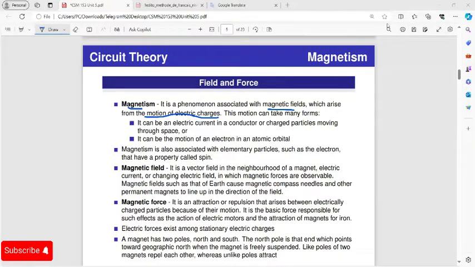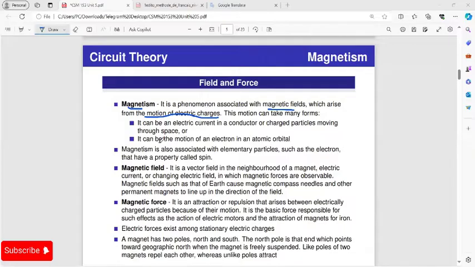It can also be defined as electric current in a conductor or charged particle moving through space. So the fact that electric charges or electric current is moving, it becomes magnetism. And also it can be the motion of electrons in an atomic orbital. So if electrons move in an atomic orbital, it is called magnetism. That's briefly what this slide is trying to talk about.